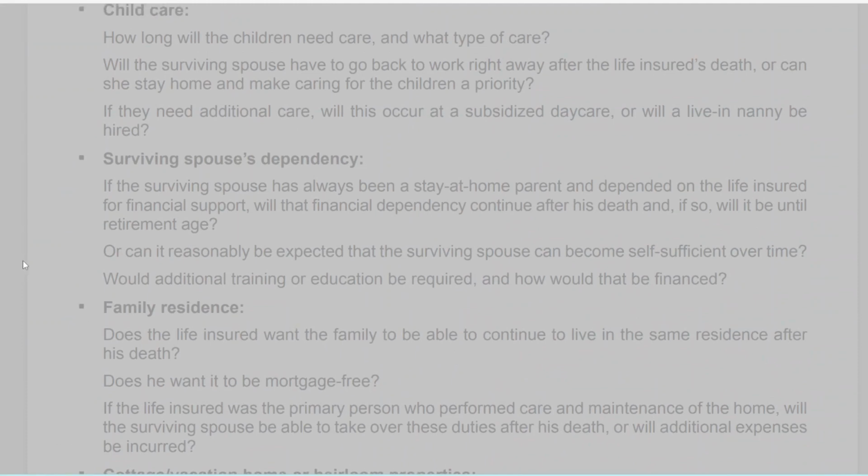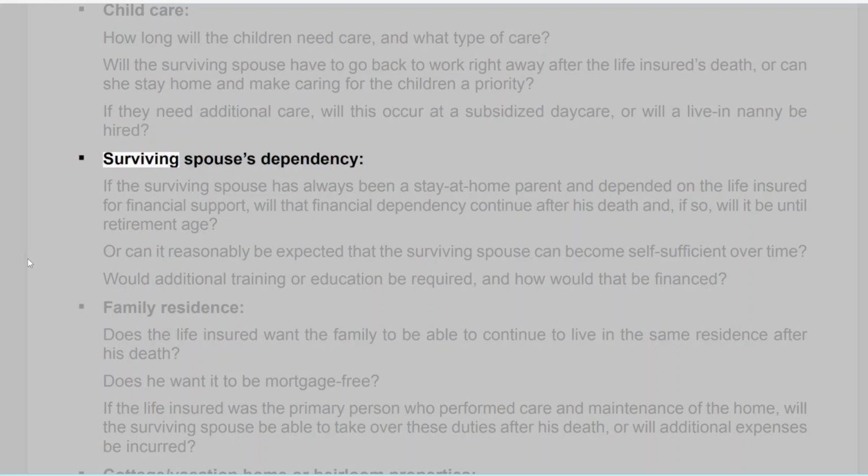Child care. How long will the children need care, and what type of care? Will the surviving spouse have to go back to work right away after the life insured's death, or can she stay home and make caring for the children a priority? If they need additional care, will this occur at a subsidized daycare, or will a live-in nanny be hired?